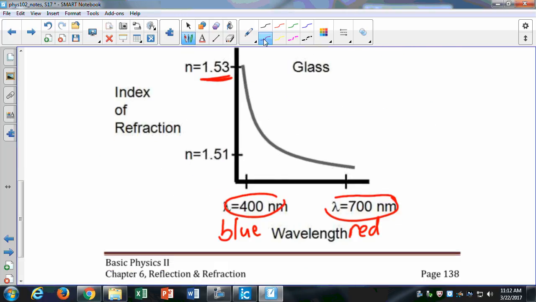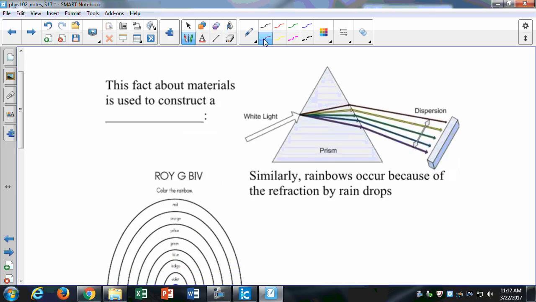So with materials like glass, almost all transparent materials, they have an index of refraction that depends upon wavelength. And that allows us to have dispersion, where light is spread out into its colors. This is called dispersion, where the light is spread out into its colors. And we can use this fact about materials to construct a spectrometer. It takes white light and spreads it out into its different colors.